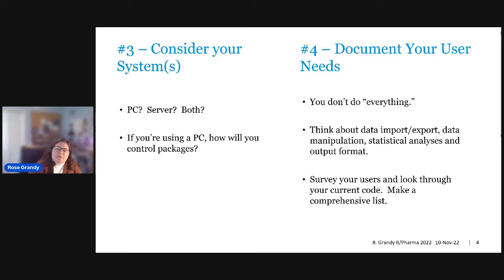So when we did this, we approached it primarily from the perspective of what statistical needs did we have, and then also what output we needed to create, like do we need PDF, HTML, or Word, and also what format does our data come in. To make this list as thorough as possible, one thing you could do is survey your current users and also review code that you have.